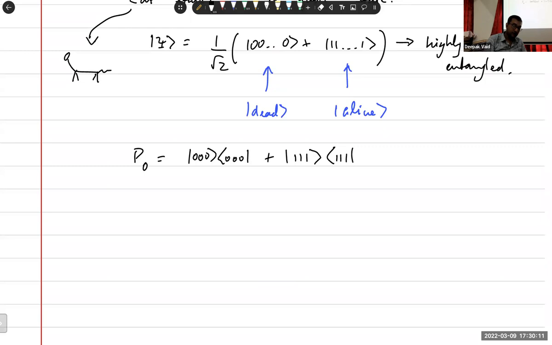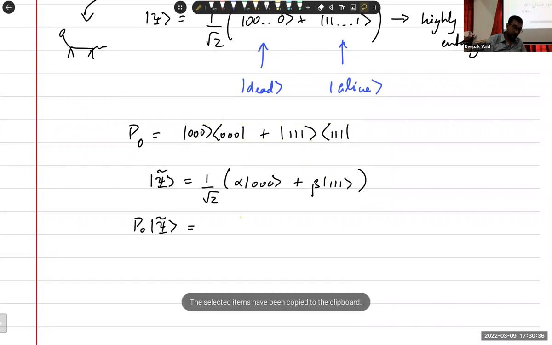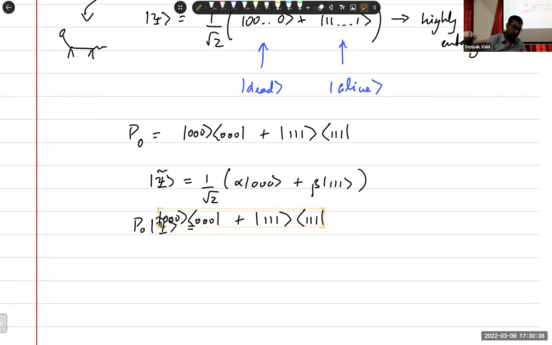What will be the effect of this projection operator on our encoded state, right? So this is our encoded state. And we act on this state with P naught, right? So we have this guy.